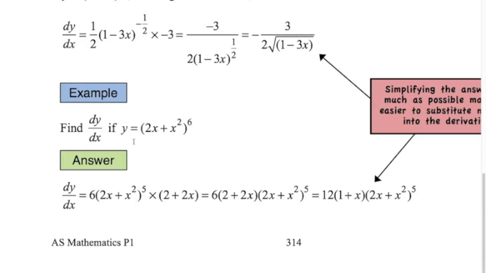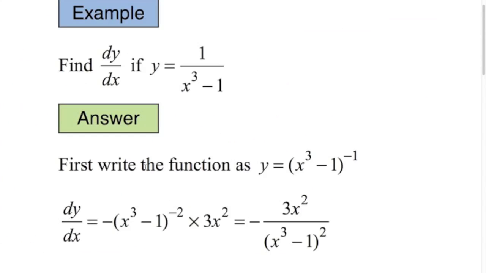Same principle for this example. Bring the number down the front, subtract 1 from the power. Notice this thing in the bracket stays the same. Then multiply by the derivative of this function here, which is 2 plus 2x. A little bit of simplifying. 6 times (2 plus 2x) is 6 times 2, so there'll be 12 plus 12x, or 12 brackets 1 plus x. Okay, so that's the simplest way that you can write that.